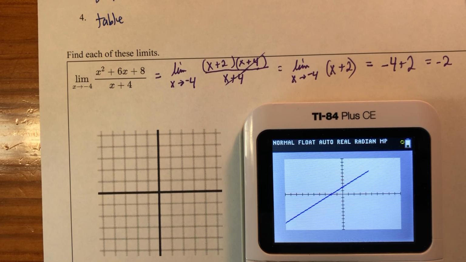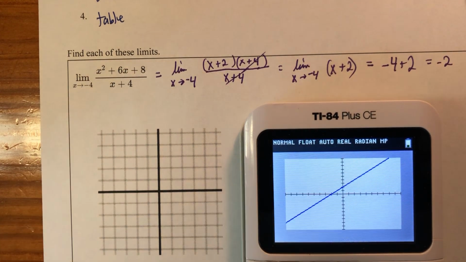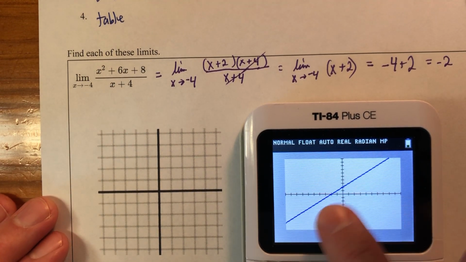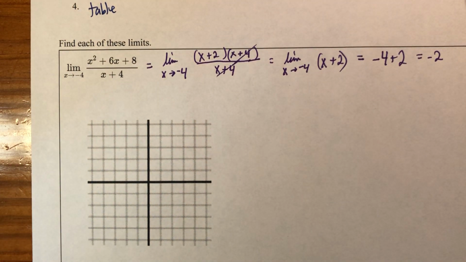Now, I hope you know what I know about this graph and the way the calculator graphs it, because the resolution is only so good. It's not going to do everything you want it to do. There's a hole in my graph, and the hole in my graph is at negative 4. So when I draw this line, I inherently will know the answer. Let's draw it in red.